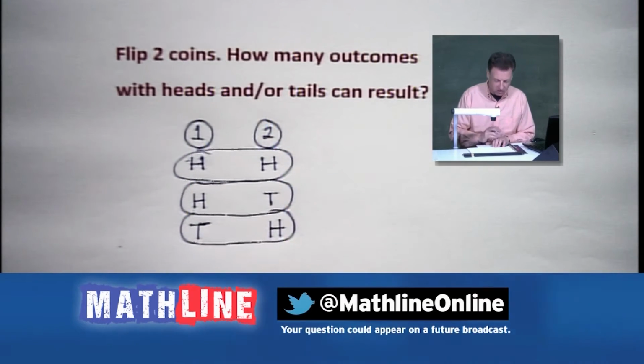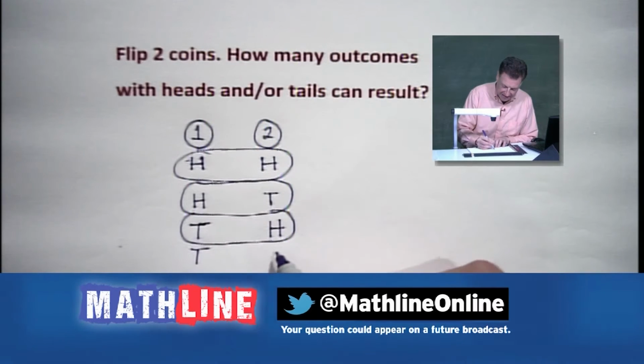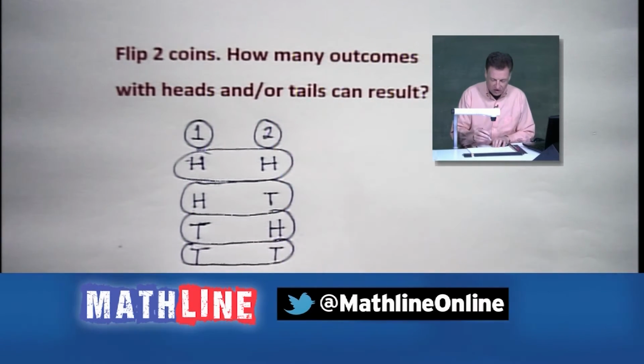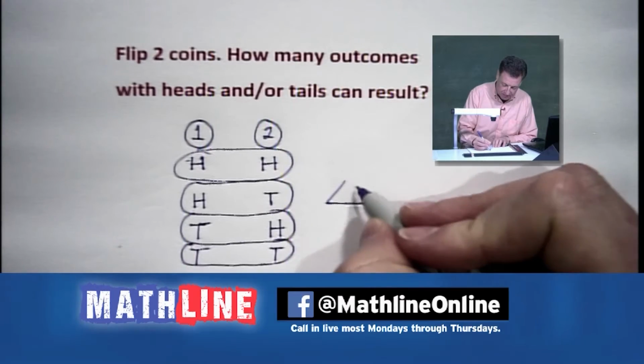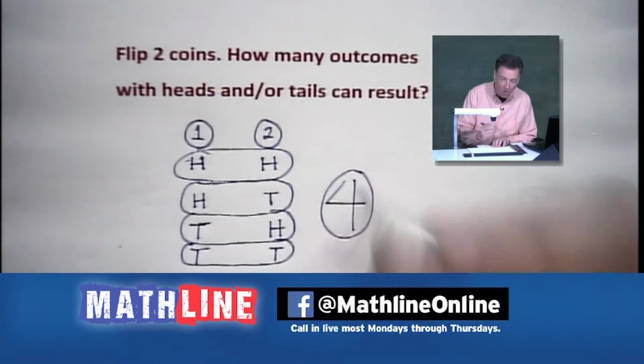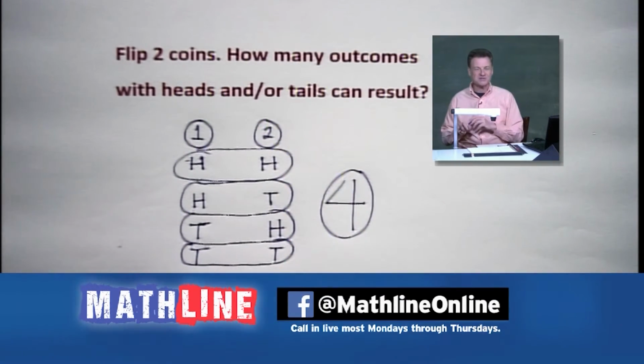And then, you know what? We could pick up a T and a T, two tails. And you'll see what's going on. The question asks how many outcomes? I have 1, 2, 3, 4. It's a big old 4. All right, 4 outcomes on this one.